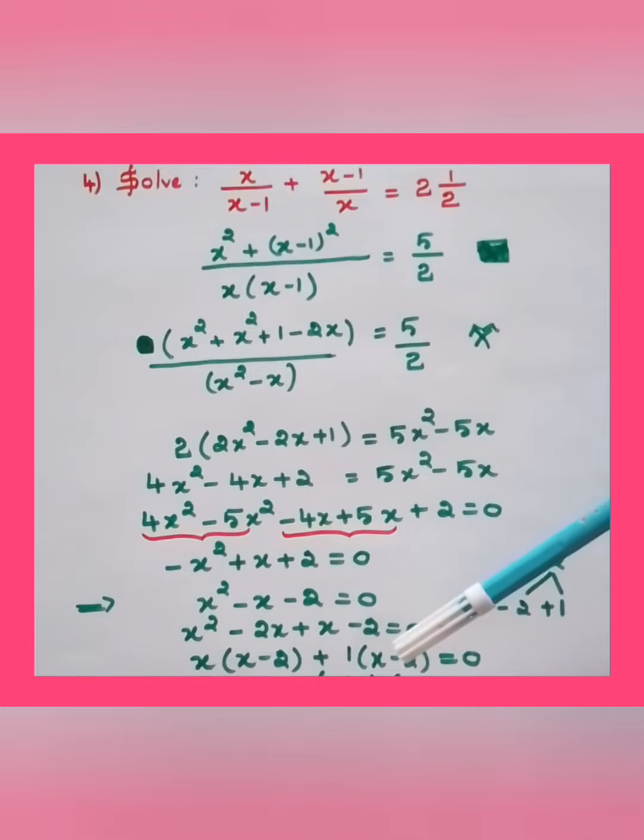The answer you will get is x is equal to minus 1 and x is equal to minus 2. Check for this answer. You can solve it on your own. Okay.